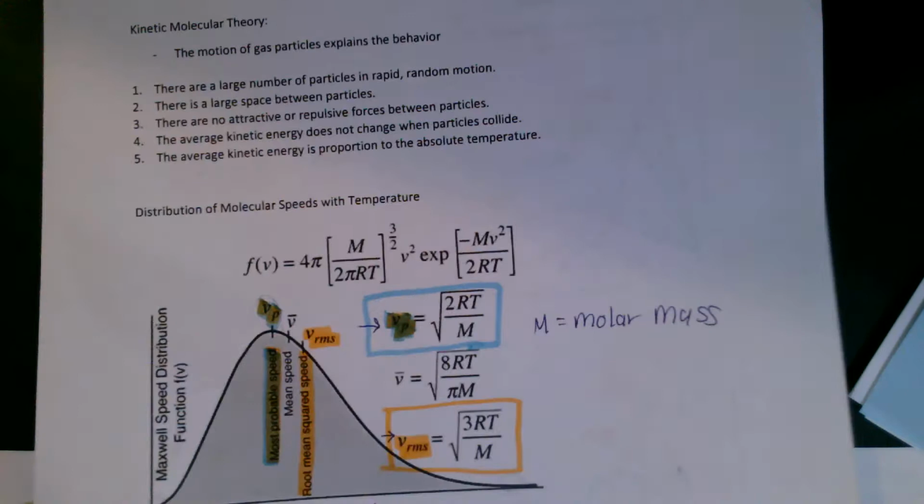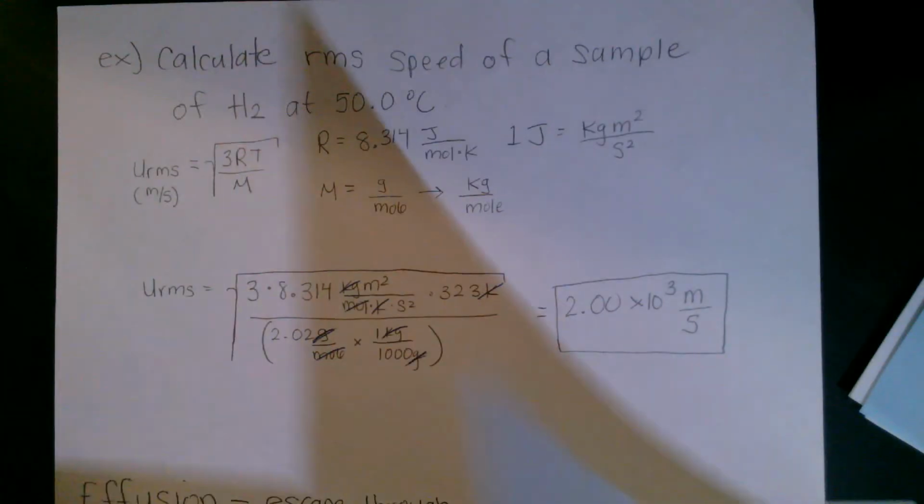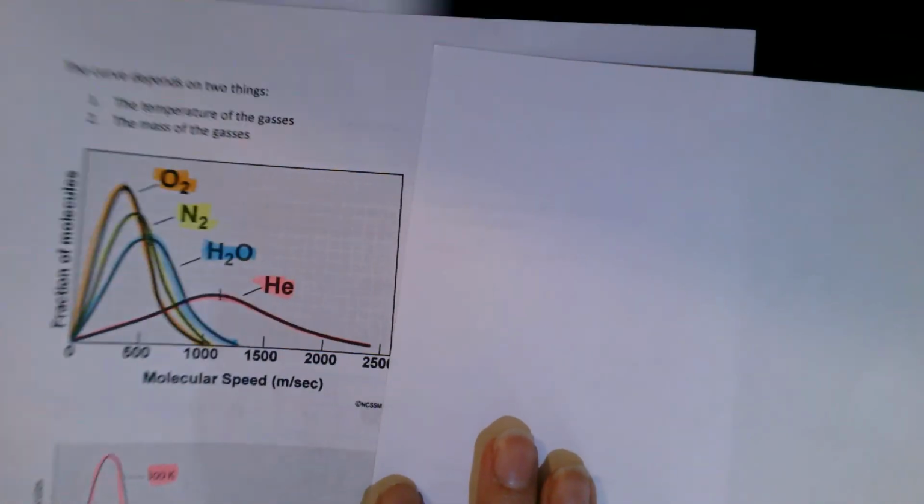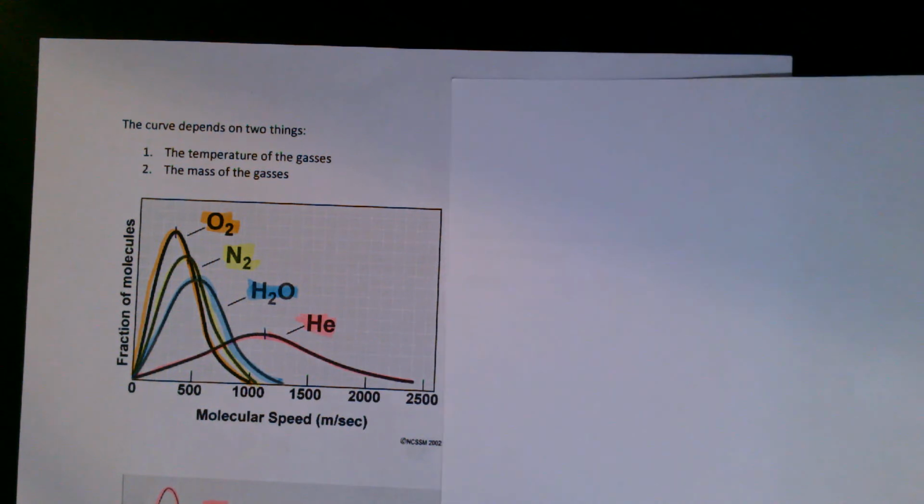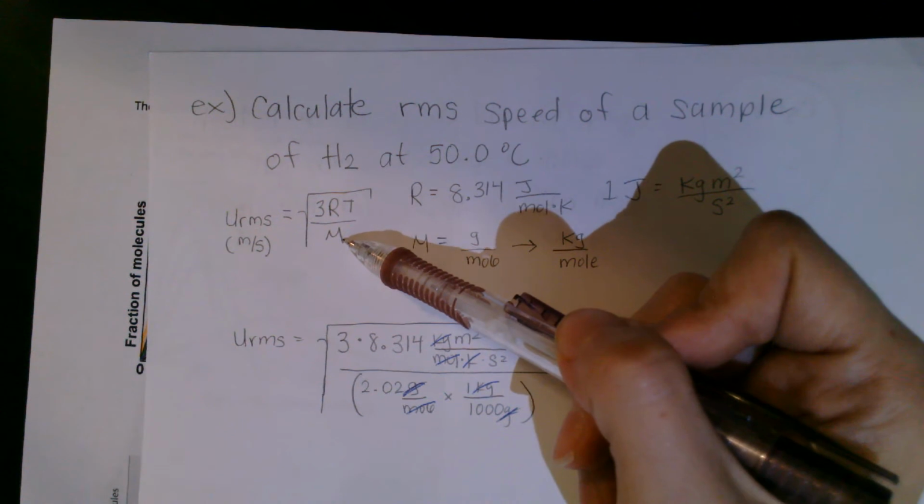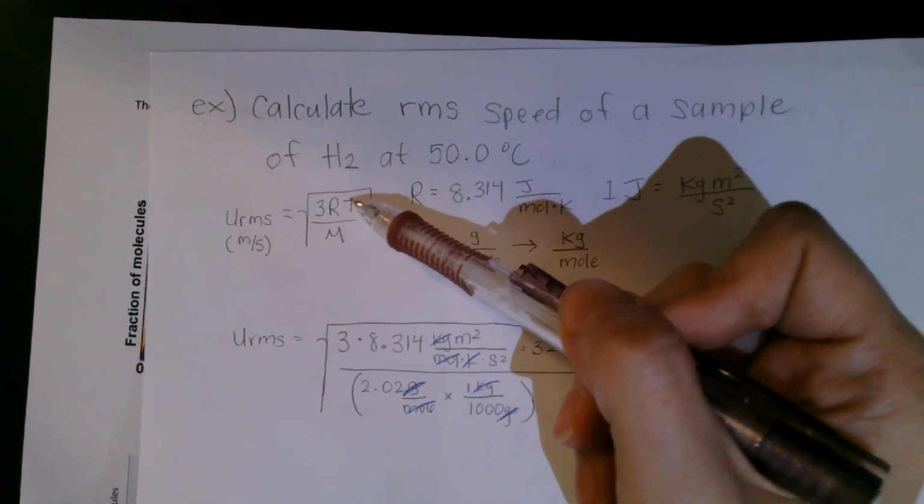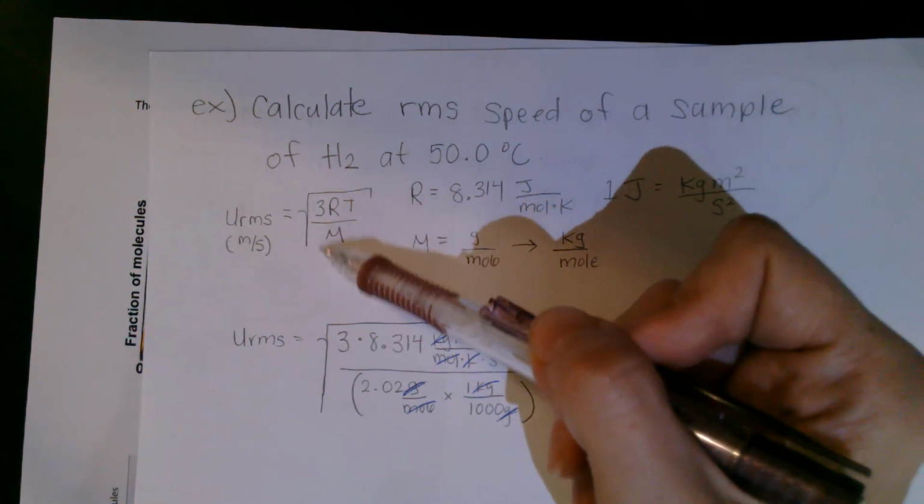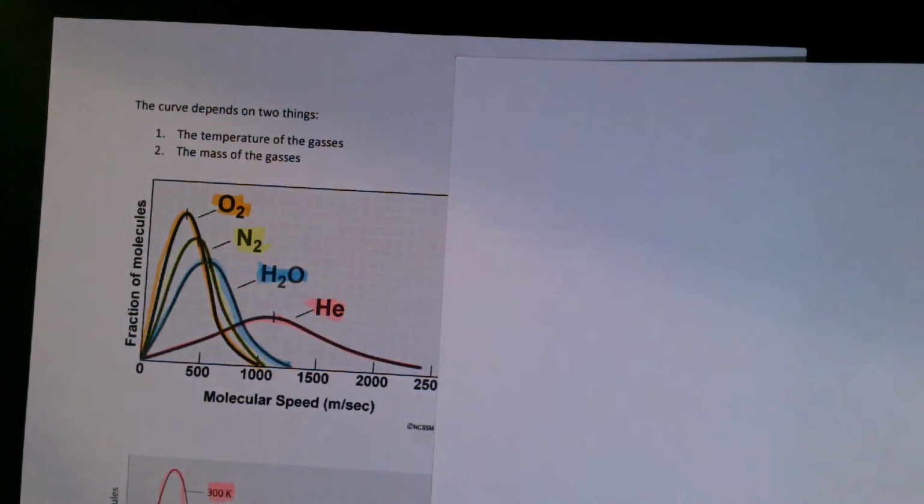Okay, so I want to go back to something else. I want to go back to this sheet. If you're following along with the notes, we are going to flip this over to the other side. I want to look at comparing a couple of things here. We saw from our calculations, when we looked at our formula, that speed depends on molar mass and temperature. So I want to look at changing temperature and changing molar mass and how that affects the curve.